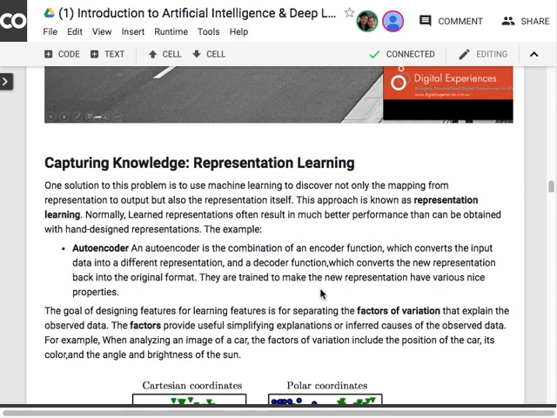The first kind of representation learning algorithm is the autoencoder. The autoencoder is a combination of an encoder function and a decoder function. We put the raw image into the encoder function, and the encoder transforms the data into a different representation which has nicer properties than the raw image, and then the decoder function converts it back to the original image. So this autoencoder is the beginning of representation learning.